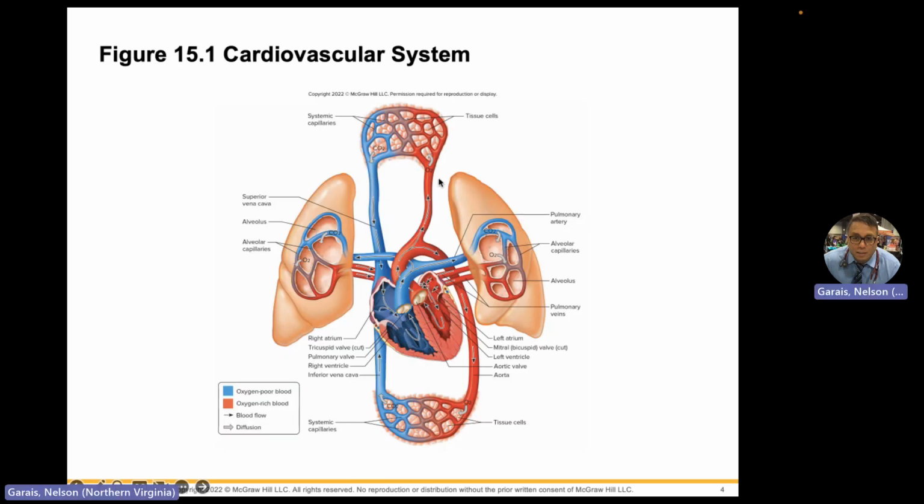And here is a diagrammatic representation of that. Left side of the heart, systemic. Red is colored for oxygenated red blood cells. Blue is deoxygenated, and the pulmonary side here. Remember your orientation: right side of the heart, left side of the heart, from the perspective of your patient.